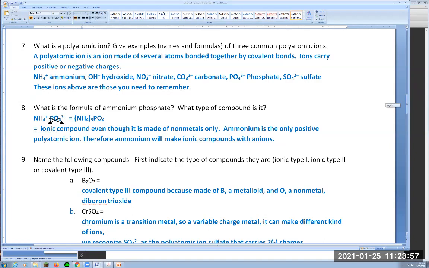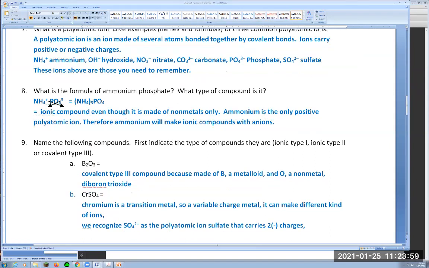We recognize SO4. SO4 is one of those polyatomic ions, and we have it here just above. SO4 with 2 negative charges is the polyatomic ion named sulfate, and it carries 2 negative charges. Why do we need to know this? It is important because this is a variable charge metal, and we need to find the charge on chromium in this sulfate, because that will determine the name, right?